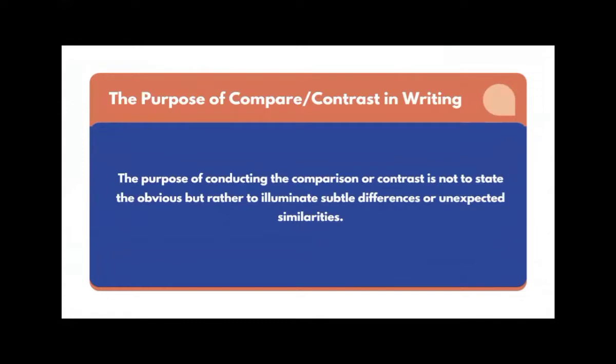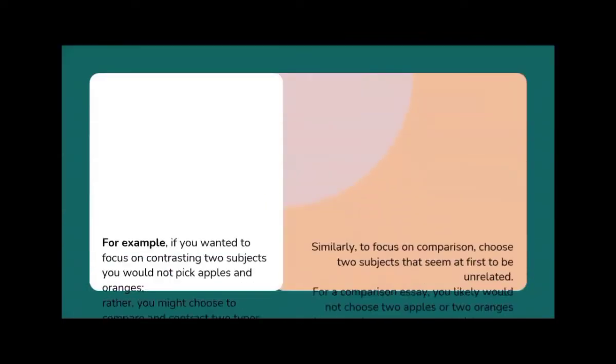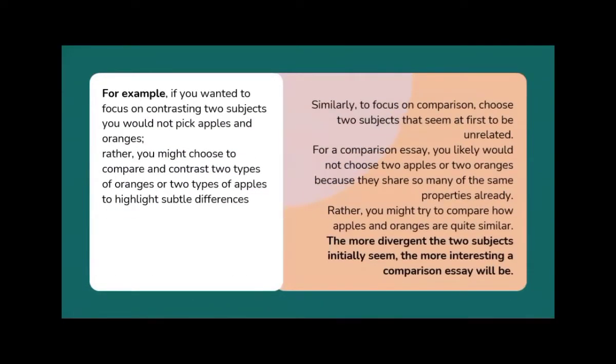The purpose of compare or contrast in writing. The purpose of conducting the comparison or contrast is not to state the obvious, but rather to illuminate subtle differences or unexpected similarities. For example, if you want to focus on contrasting two subjects, you would not pick apples and oranges. Rather, you might choose to compare and contrast two types of orange or two types of apple to highlight subtle differences. For example, Red Delicious apples are sweet, while Granny Smith are tart and acidic.